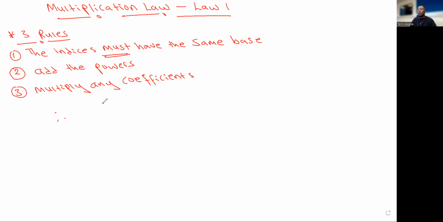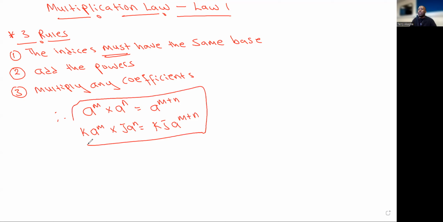Like I said in the previous video, a raised to the power m multiplied by a raised to the power n, you can see that both of them have the same base. So because of that, we can add the powers to give you a raised to the power m plus n. And if you have coefficients, so j times a raised to the power m, times k times a raised to the power n, that will give you jk a raised to the power m plus n.